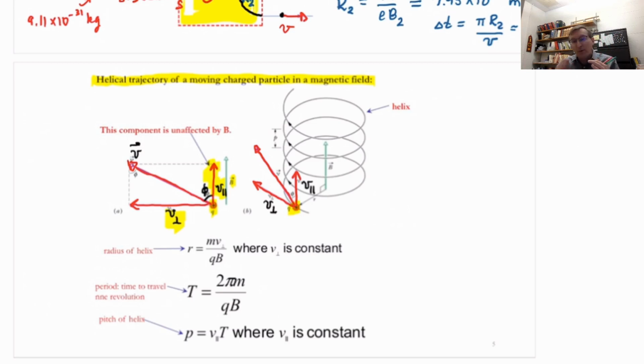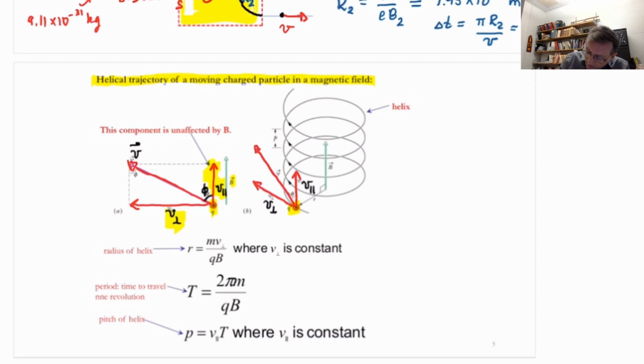So what you end up with altogether is uniform circular motion in a plane perpendicular to the direction of B, and straight line motion at constant speed parallel to B. And that's exactly what gives you a helix. A helix is circular motion combined with straight line motion perpendicular to the circle. And we can combine these motions.